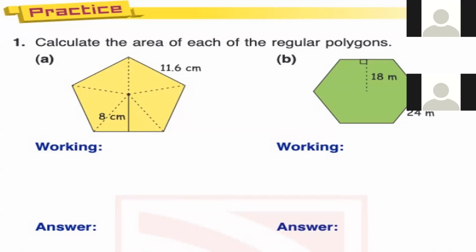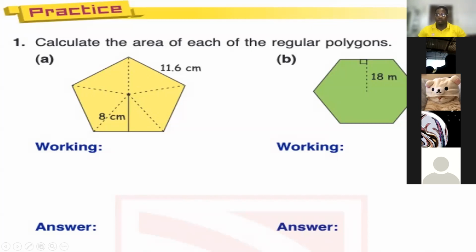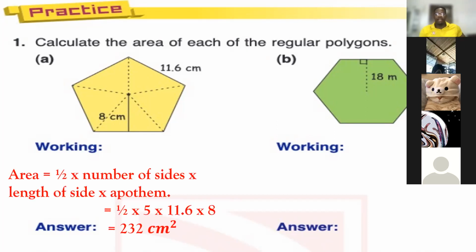So what's your answer? I got 232. 232 what? Centimeters squared. Okay, so let's see what Addison got. Very correct. Well, I hope you write your formulas, okay? Please, you have to write down your formulas first, okay?